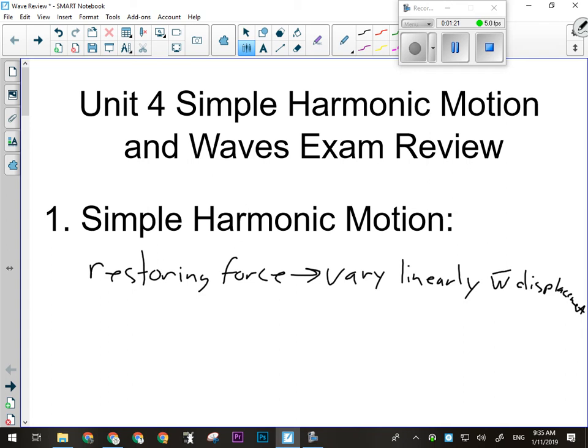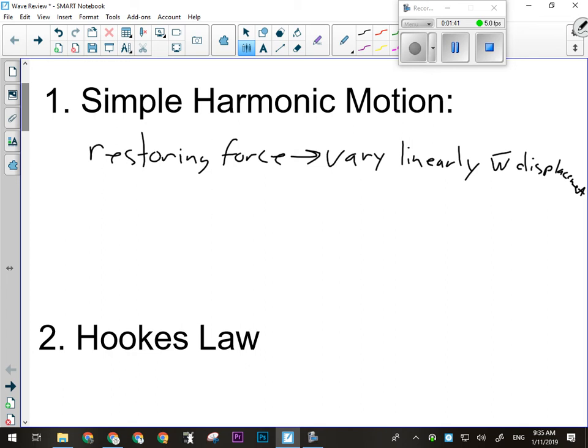Okay, what were the two examples of simple harmonic motion that we talked about? Okay, mass on a spring and a pendulum. So we've got to know those two as well.